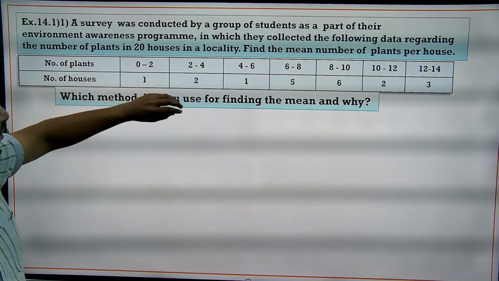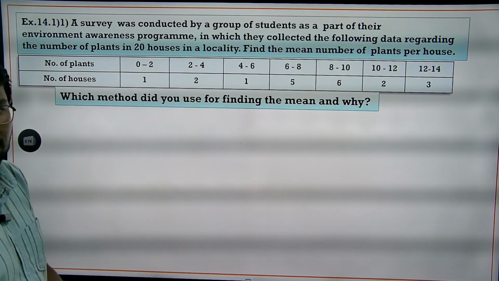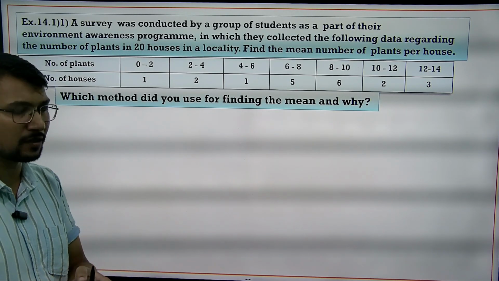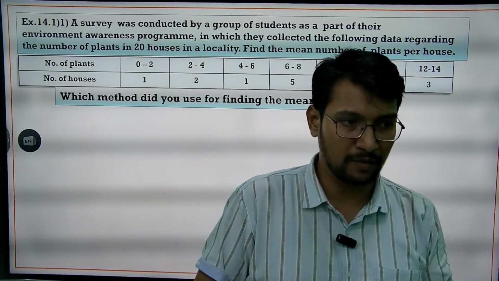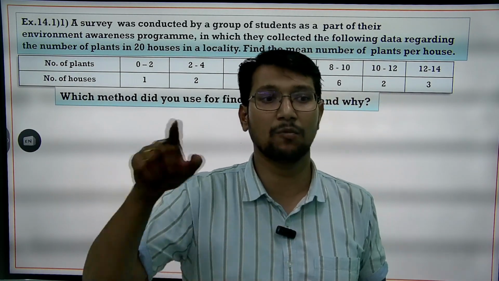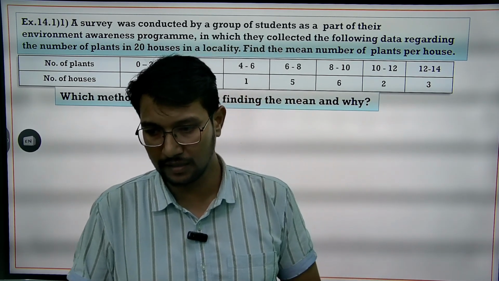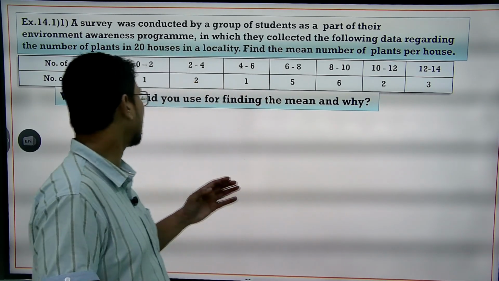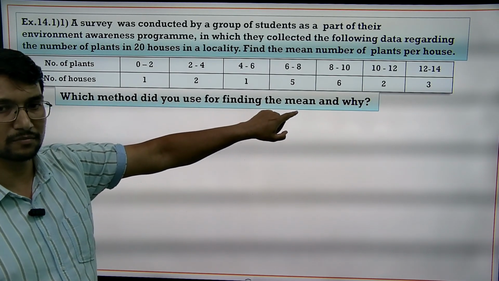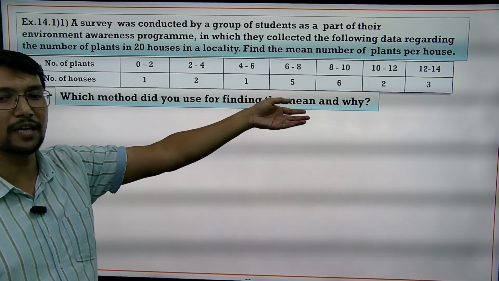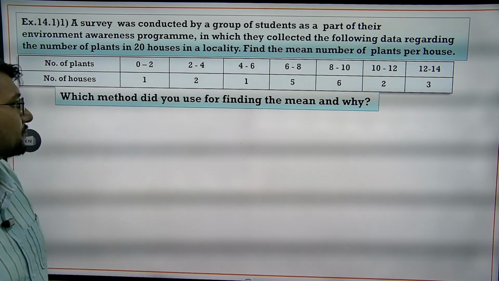Which method did you use for finding the mean and why? We know right now which one? Direct method. That's why we'll use it. And whenever we study more methods, then we can answer why we have used it. Clear? But first, let us answer right now. Find the mean only. And why we are using that one, later on we'll discuss. Got it?